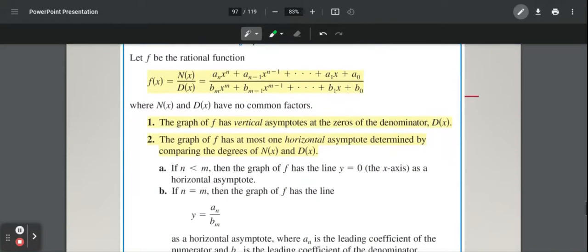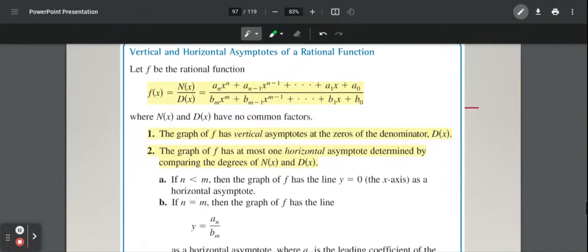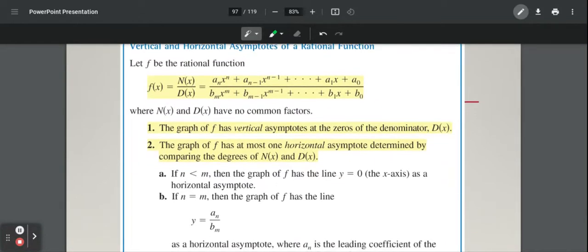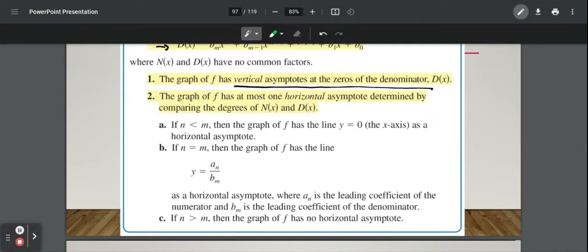So if we have f to be a rational function where you have these two polynomials, n of x over d of x, and if they have no common factors, so if you were to factor them and there's nothing common in the numerator or denominator, then the graph will have vertical asymptotes at the zeros of the denominator. And then the other thing is that the graph has at most one horizontal asymptote, determined by comparing the degrees.